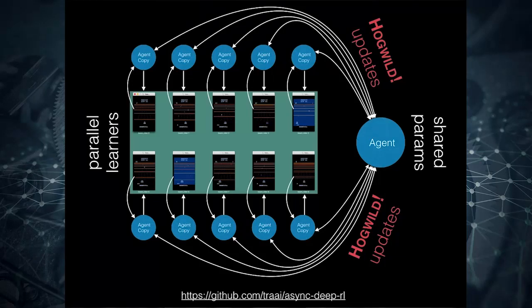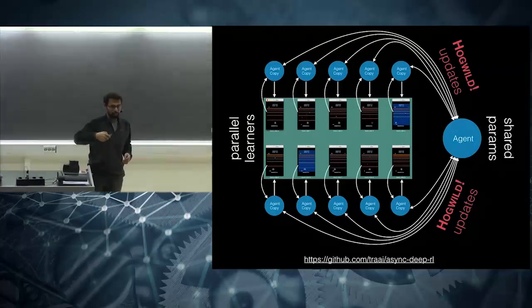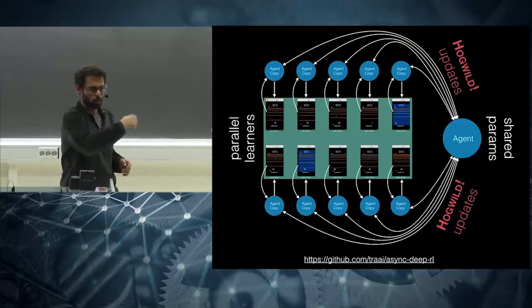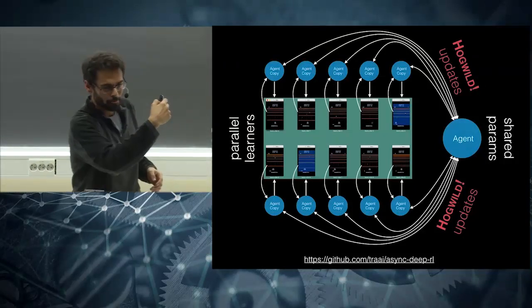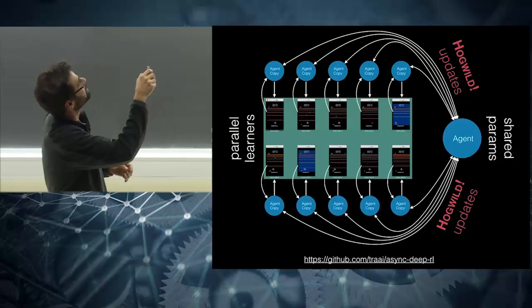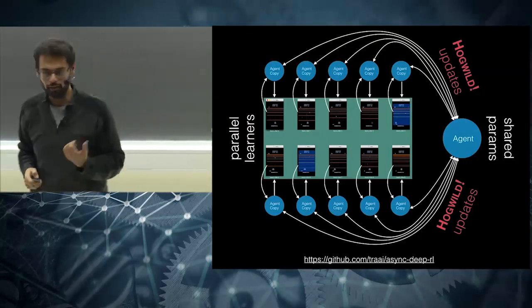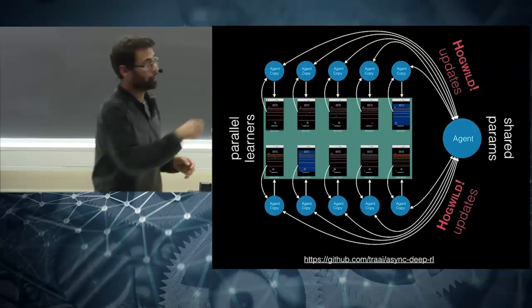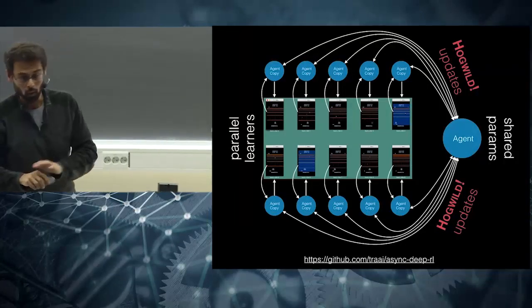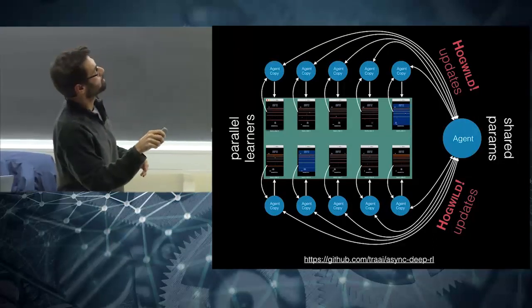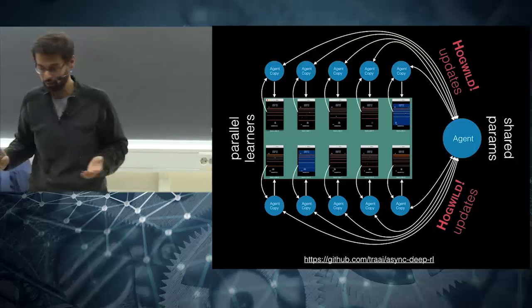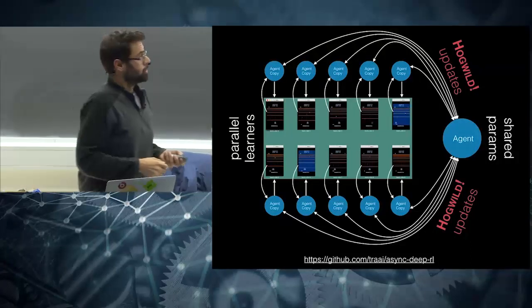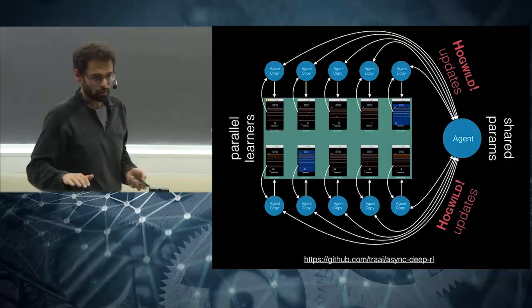So shared parameters, there are many environments that you can instantiate. Each of them has a copy of these parameters. They play the game individually, and they take steps in their instance of the environment. They compute gradients. They don't apply them there, but they send the gradients back to the shared parameter set. And the gradients are applied here in a lock-free manner, which is known as hog wild. And this worked so well that it halved the training time on Atari games.